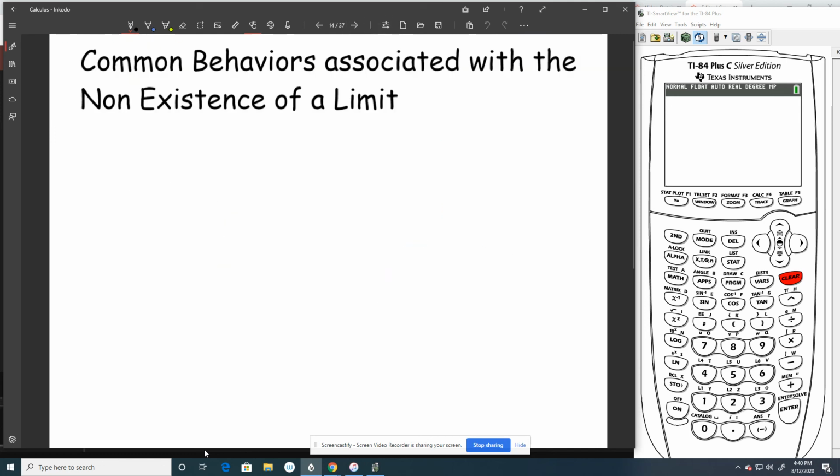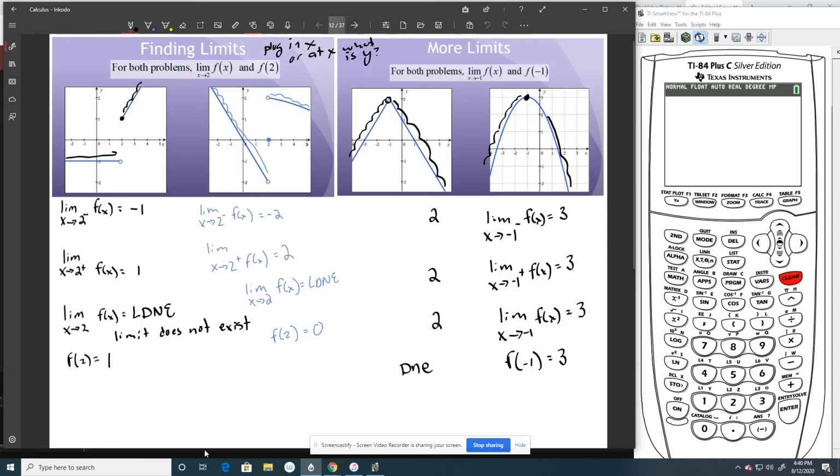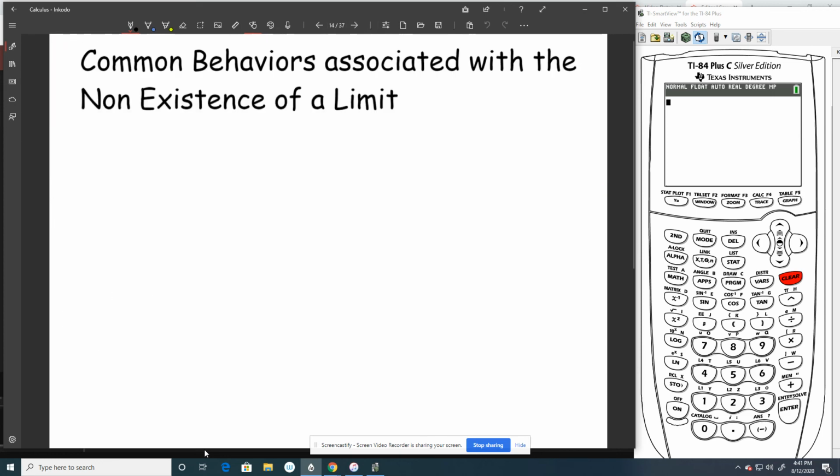Okay. So a couple of things, common behaviors associated with a limit not existing, because limits exist in a lot of instances, but we found some along the way here where the limit did not exist. And so those are common behaviors to watch out for. The first one is if either part of the graph, the left or the right, is heading towards positive or negative infinity. If the graph is heading towards positive or negative infinity, then the limit does not exist.